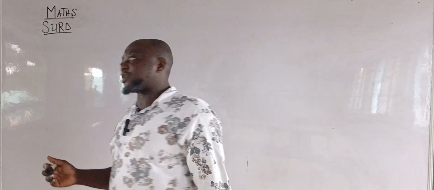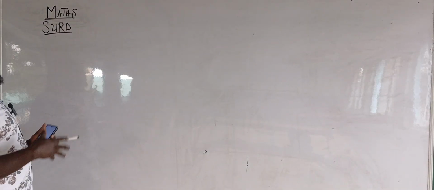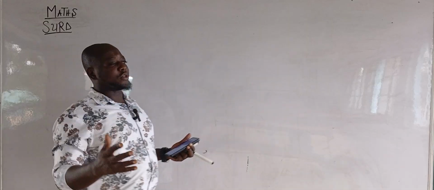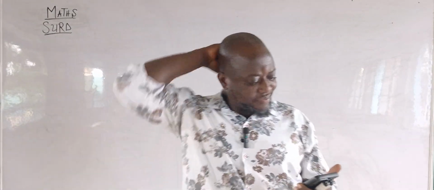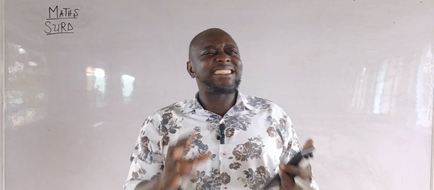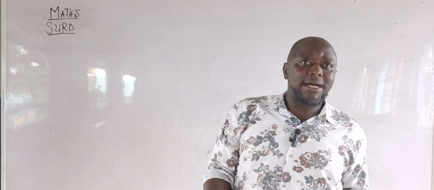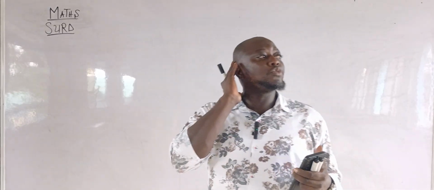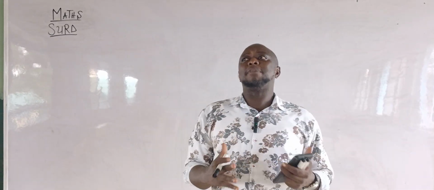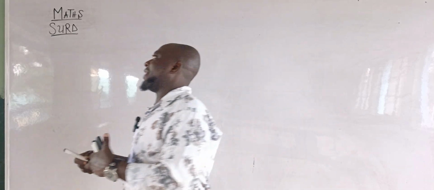The first thing we want to discuss is, let's talk about what surds are. So what is a surd? Surds are simply irrational numbers that cannot be simplified. So we can call those odd numbers here that cannot be simplified.